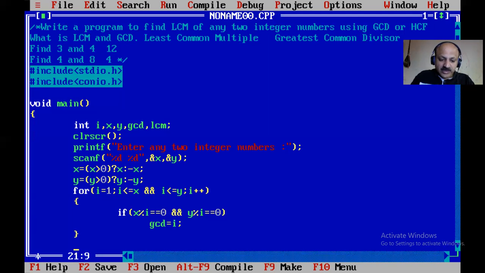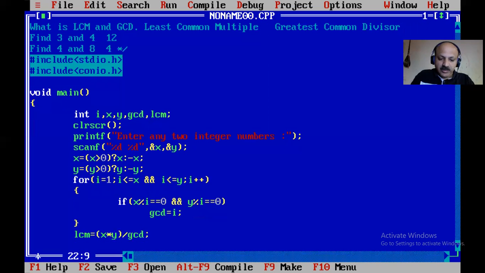That is the highest common divisor. And now, based on that, LCM is our formula. So I use that formula: x multiply y and divide by GCD. Yes, that is the formula. And now we can print. So very easy, simple. I develop logic for LCM.